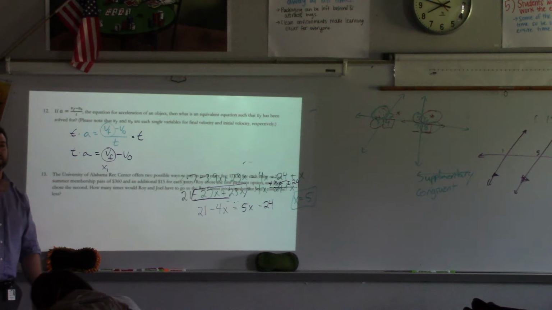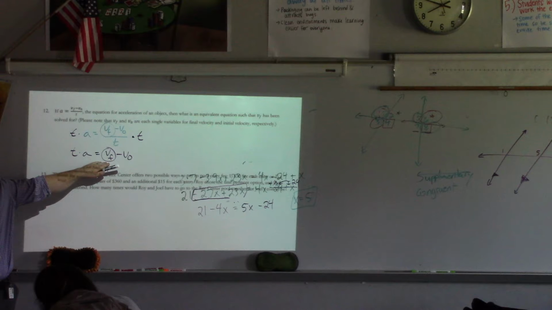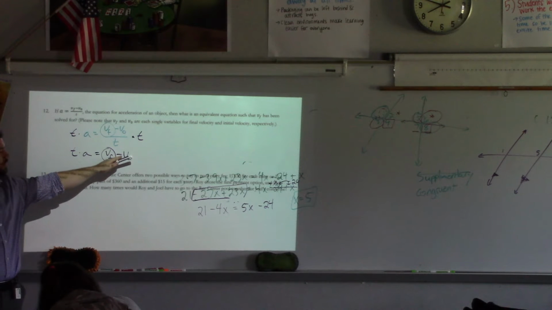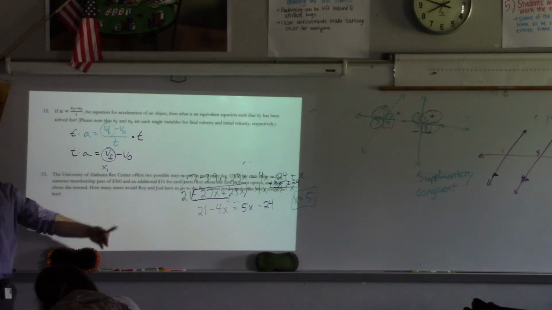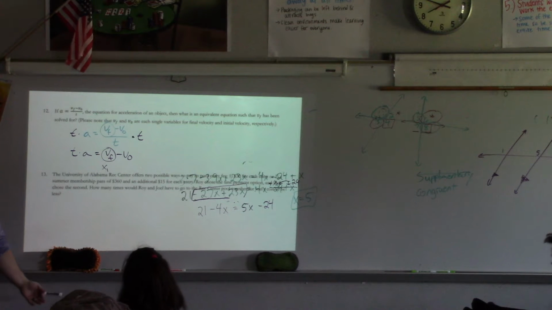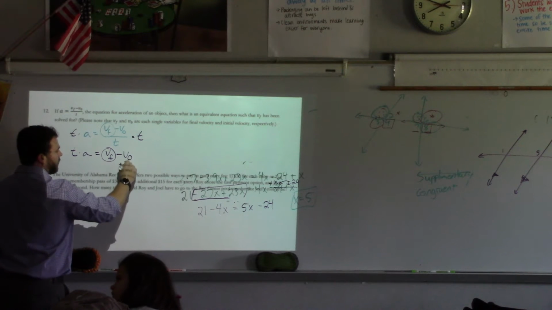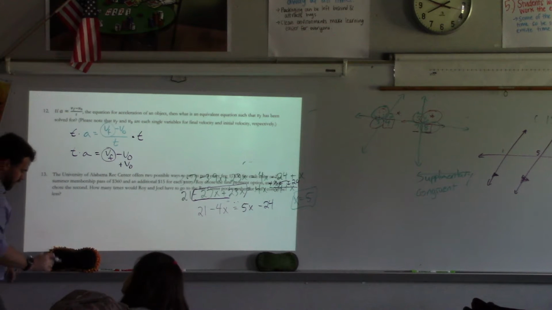Language for science. Continuing. What do I need to do to get that v sub f on its own? If there is subtraction, I need to add. Done. I'm using properties of equality to create an equivalent equation. You just have to recognize this v sub 0 is how we read that, or v naught, the initial velocity.